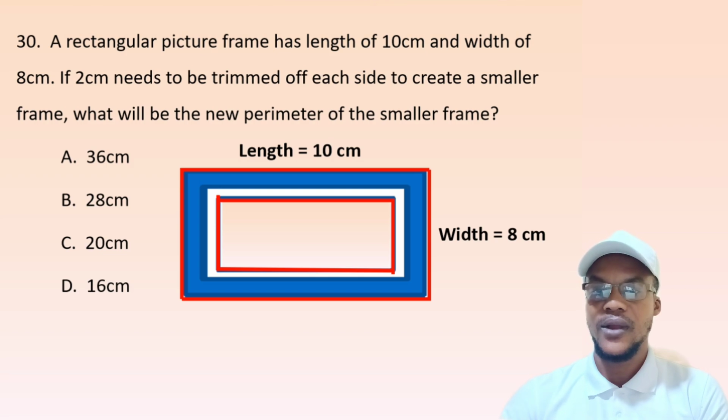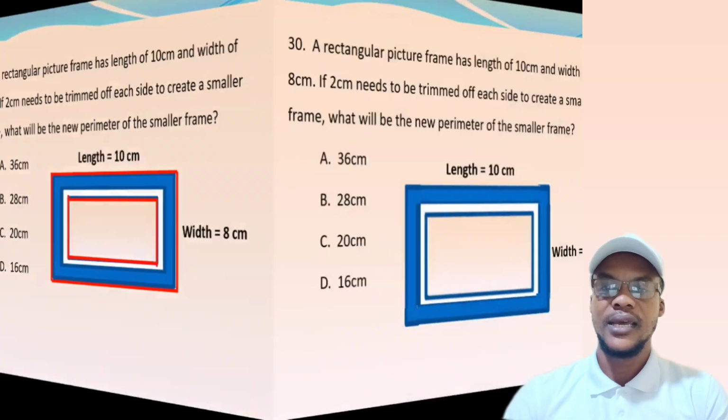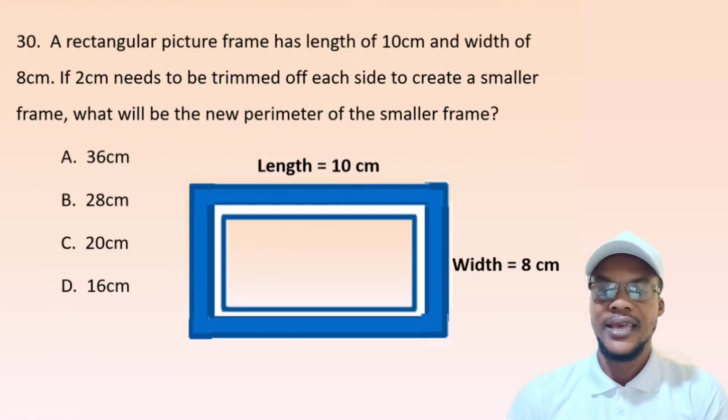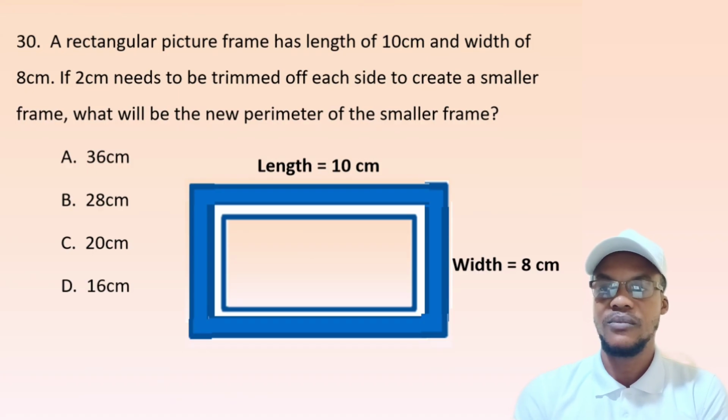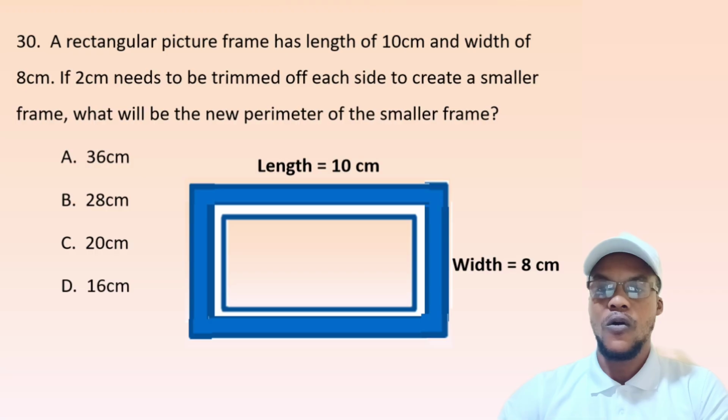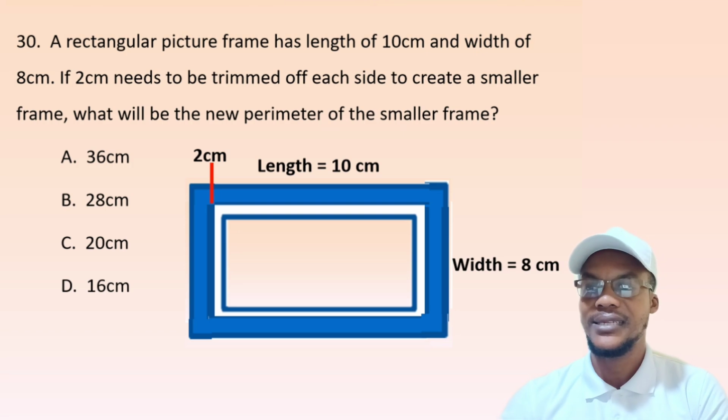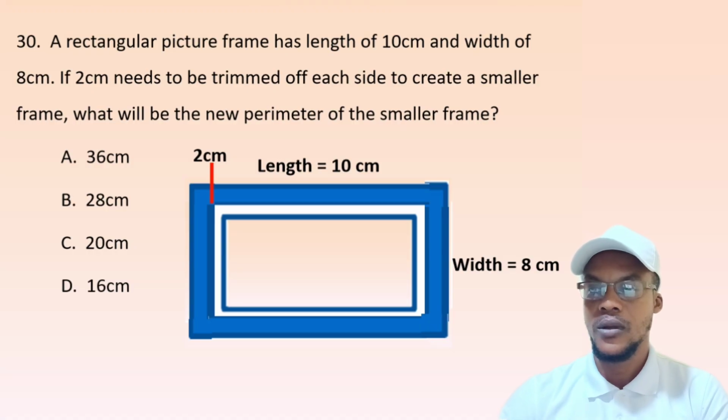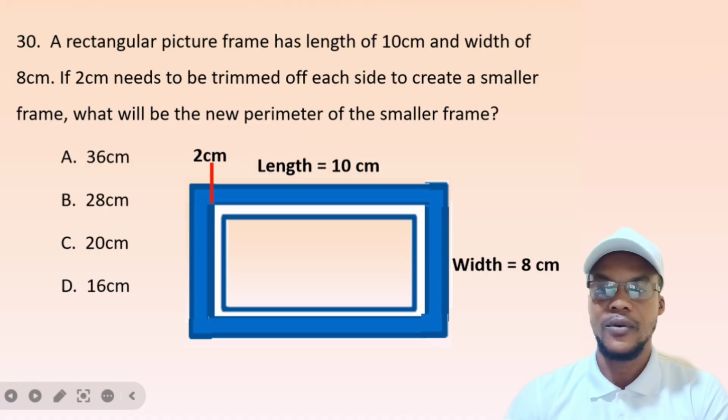Good. So if we are to cut 2 centimeters from each side, then it's going to be interesting. All right. So let's say we have it like that. If I'm to cut or trim 2 centimeters from each side, then on the length side, if I cut here like this, let's say that is the 2 centimeters. If I cut this side, which is in a vertical form, then I have to cut the other side, the opposite side as well, on the length side.